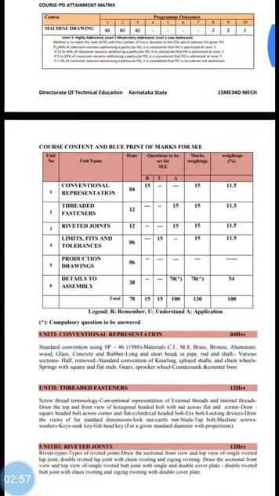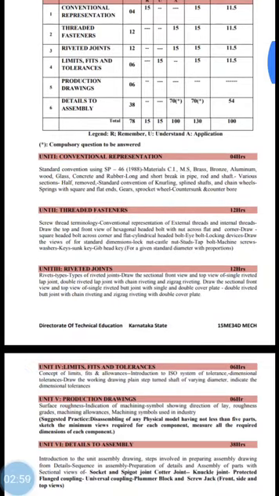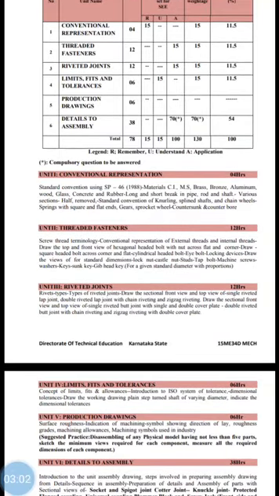Here is the course content and blueprint of marks for the semester end examination. There are 6 units. The first unit is conventional representation, 4 hours, and you will get 15 marks on the first chapter. The second unit is threaded fasteners, 12 hours and 15 marks. The third one is riveted joints, 12 hours, 15 marks.